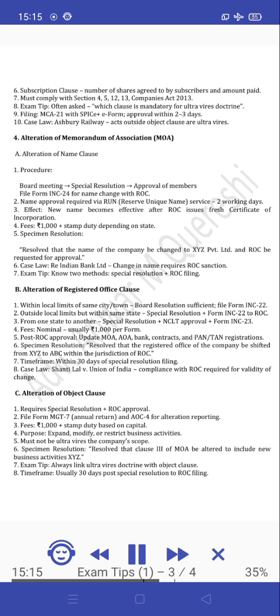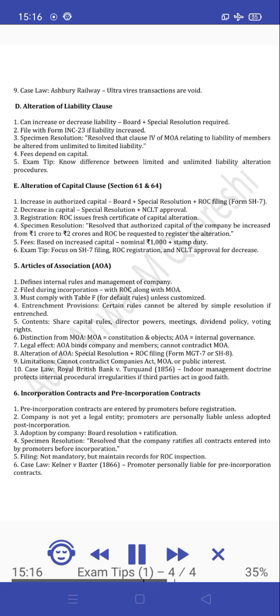7. Exam tip: Always link ultra vires doctrine with object clause. 8. Timeframe: Usually 30 days post special resolution to ROC filing. 9. Case law: Ashbury Railway. Ultra vires transactions are void. D. Alteration of liability clause. 1. Can increase or decrease liability. Board plus special resolution required.